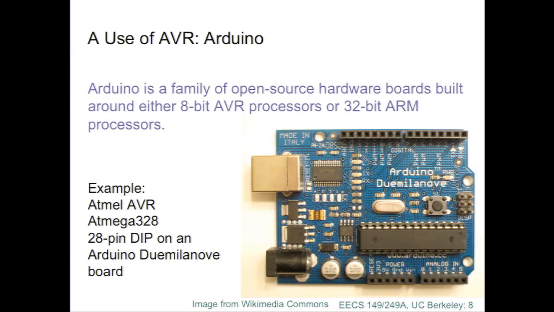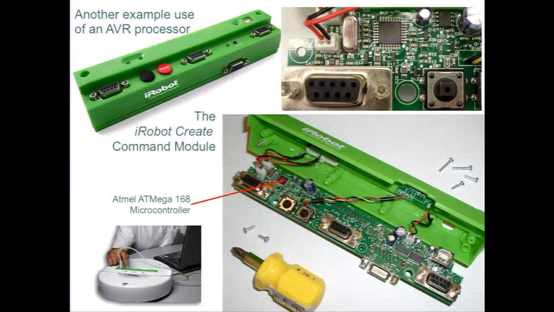And on this particular board, that's what they're using. They're not using a surface mount or solder connection. It's the dual inline package, so you can pry the chip out if you fry it and replace it with a new one. So anyway, here's another use of the AVR processor. In fact, the first time we used the iRobots in the lab, which you'll be using in the lab, we used this particular processor, and it was an Atmega 168 made by Atmel, and it's an AVR processor.